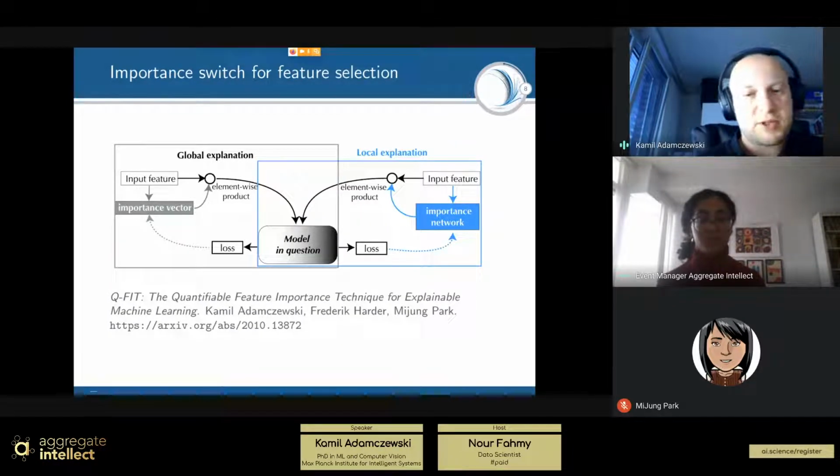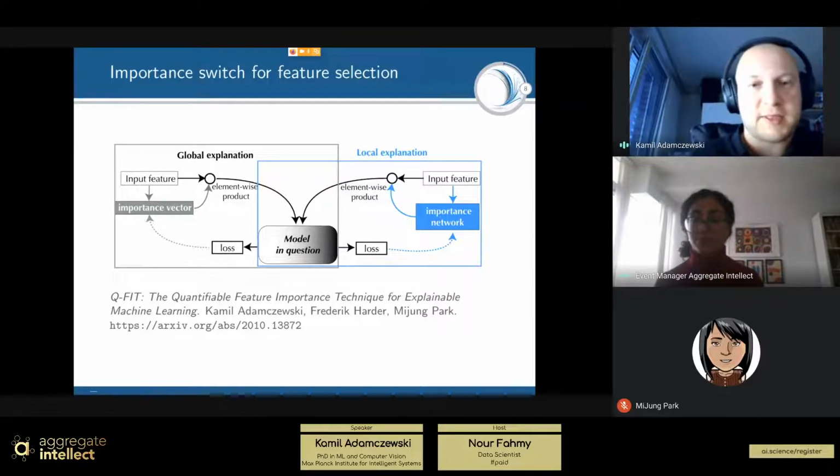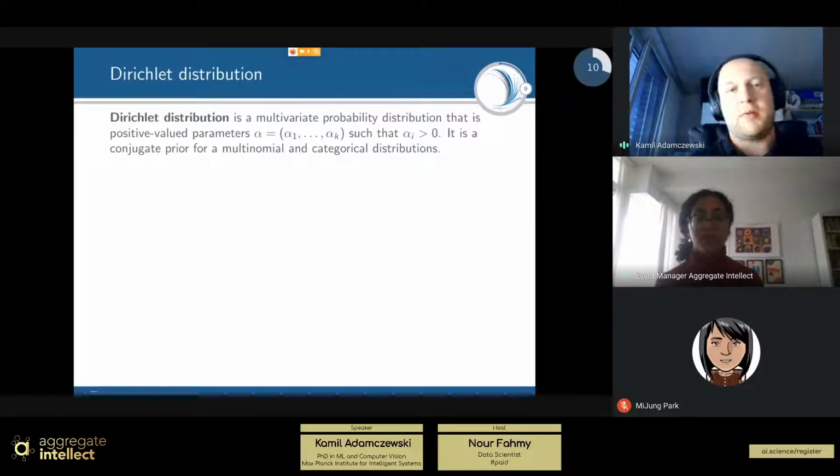The importance switch is more of a general concept, which we introduced with Mijong. We have another work, just as a quick digression, if you're interested in this line of work, where we generalized it to general feature selection, because in network pruning, we are actually considering the channels as features. Here we are generalizing it to all sorts of input features, and we look at two ways of feature selection, global and local. Please have a look if you're interested. However, let's go back to our work.